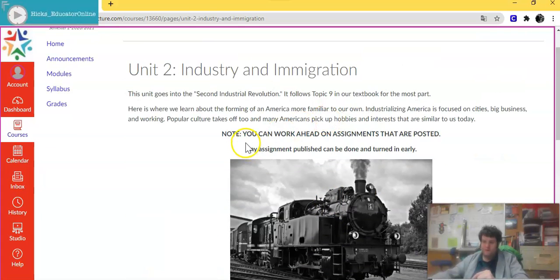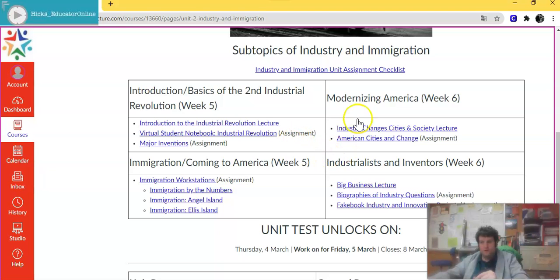Anyways, do remember that you can work ahead on any assignments that are posted, and they can be turned in early. So do be aware of that. But we'll go into the material now.